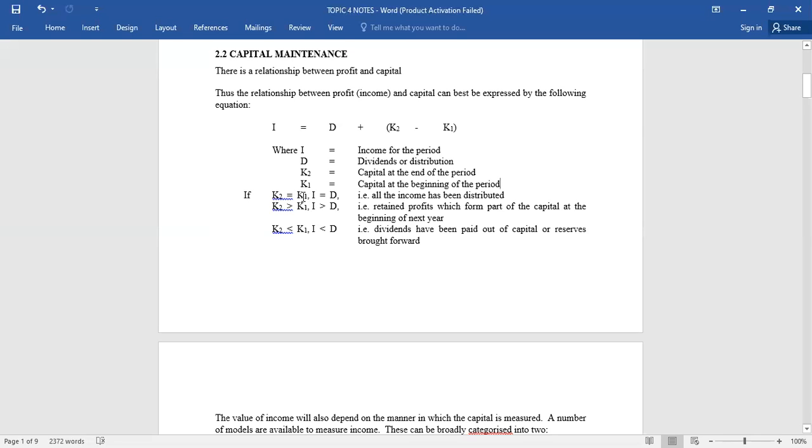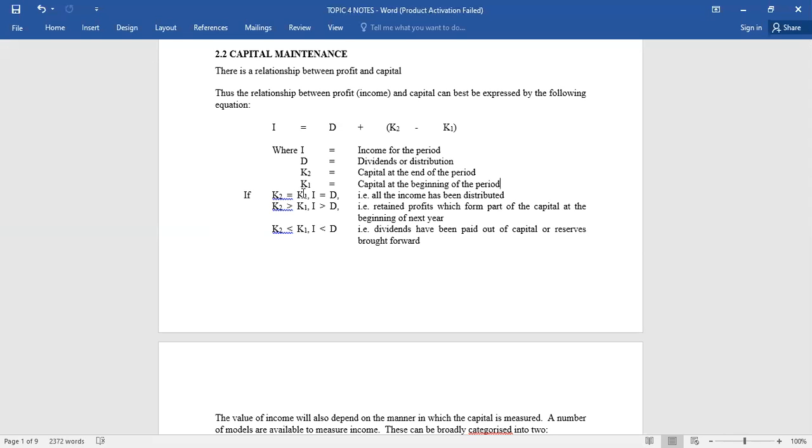Then we expect that our income will be equal to the distributable dividends. Now, in the first case, we are assuming status quo, meaning whatever we injected still stays. So we are assuming all factors held constant: no additional capital, no drawings. So our K2 is equal to K1, that will give us 0, so our income will be equal to the distributable dividends.